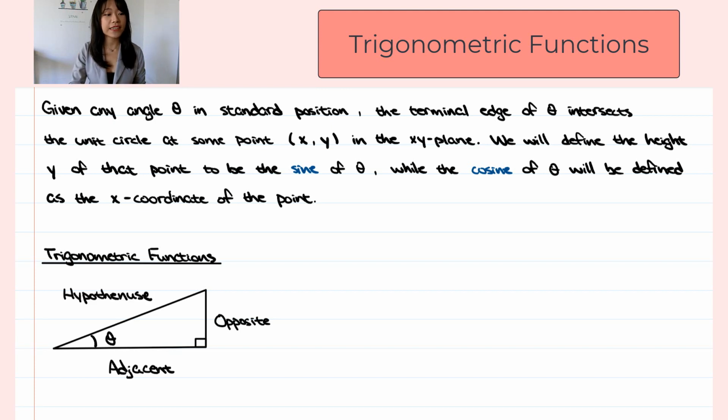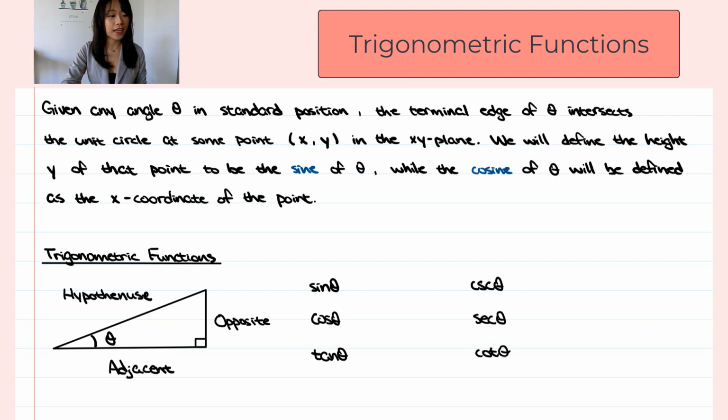So as I mentioned in the previous lecture, there are 6 trigonometric functions. There is the sine theta, cosine theta, and tangent theta. And there's the cosecant theta, secant theta, and cotangent theta. So all these 6 functions are defined as the ratio of the sides on the right triangle.